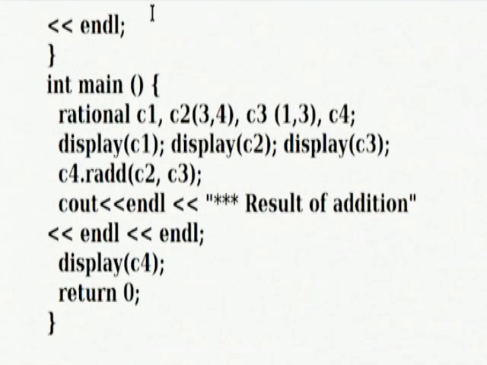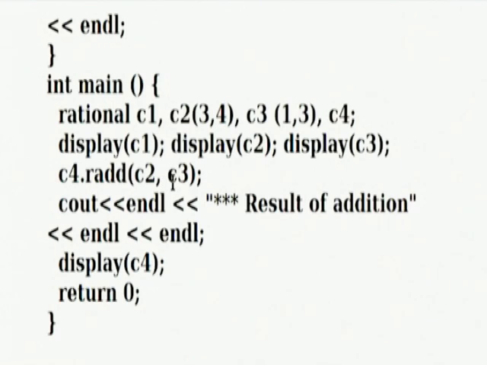Then I am using a function display C1. I expect that display C1 should be able to display the numerator part and the denominator part. This function is not part of the standard class which somebody has written for me, the rational class. So I will be writing this function myself. I have another function here which says RAdd. RAdd should stand for rational add. I am going to pass two parameters to it. One is an object C2, another is an object C3.